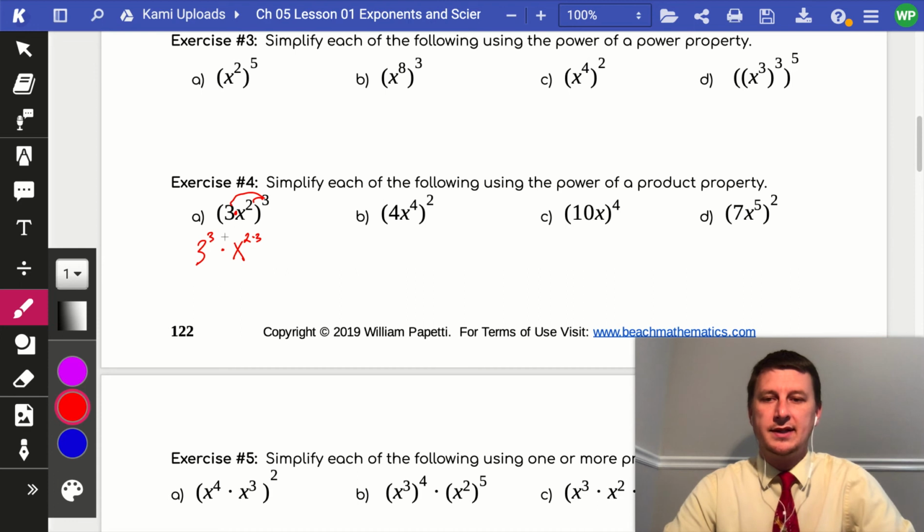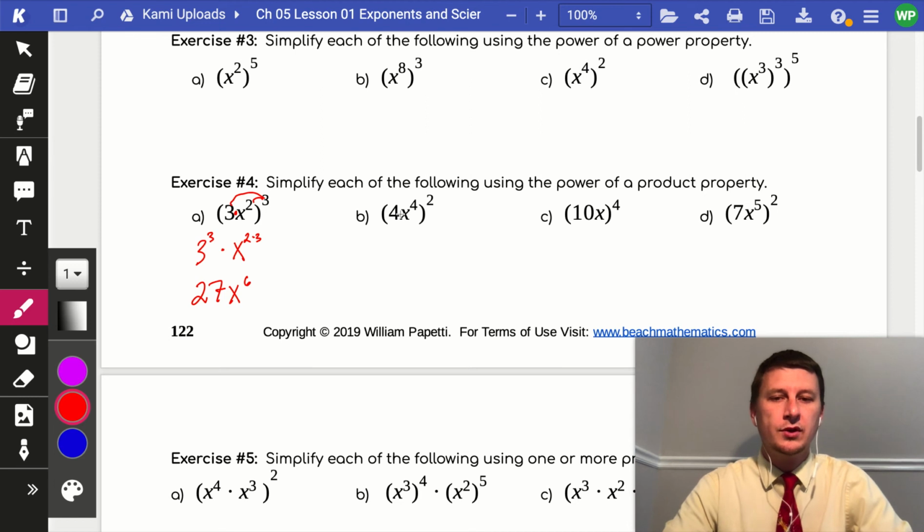And if I simplify each part of this, I'm going to have 3 to the third power, which gives me 27. And then x to the second to the third, that's a power of a power rule, and that's going to tell me to multiply my exponents, which will give me x to the sixth. So 3x squared to the third power gives me a simplification of 27x to the sixth.